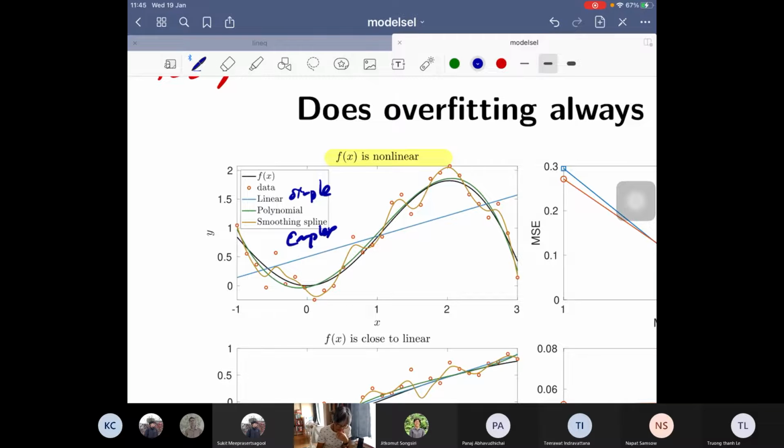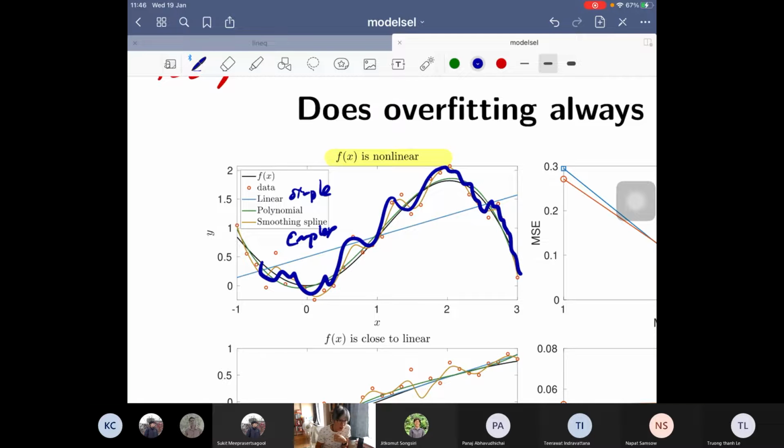Trung. Yes, Ajahn. Yes. Polynomial, Ajahn. Fits worst? It was linear. Linear, right? Yes.